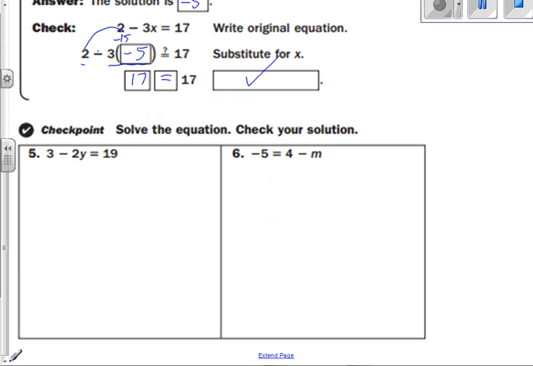So let's see, I think it is your turn now. You have 2 problems. You have number 5 and you have number 6. Pause the video, work through both of these. Once you finish, start the video back up, and we'll check our answers together, okay?